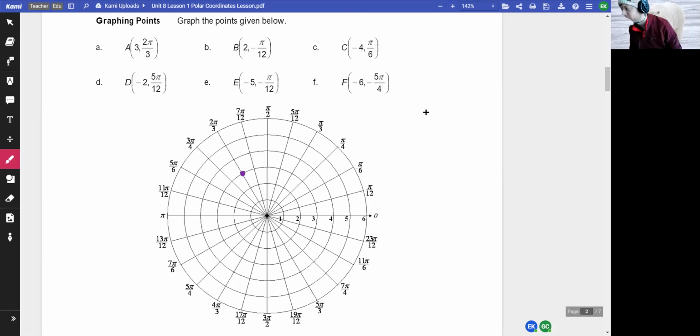Let's do one more. Which one are you feeling? Let's do one of these double negative ones. Yeah, let's do E because we did a vowel. We did A, so we can do E.